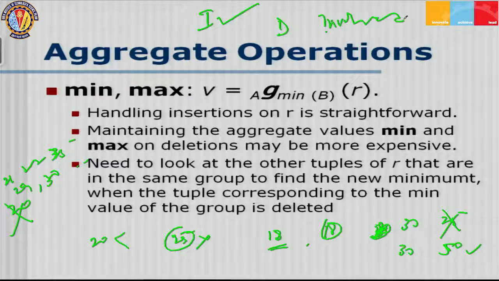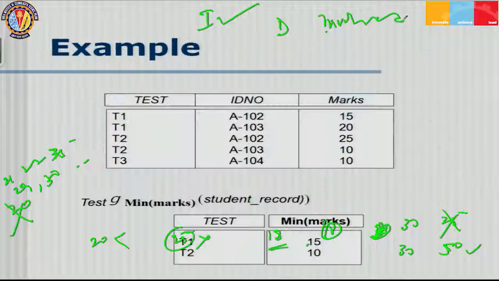I'll now close this with an example, which is the minimum marks in a test from student records. I'm trying to find out the minimum marks for test 1 and test 2. I can also add another tuple here, T3 with 10, because T3 is another component.